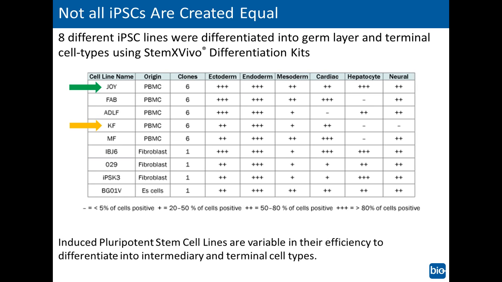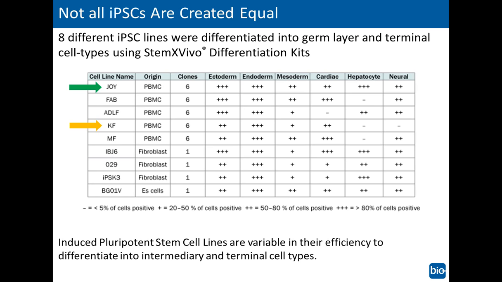For example, the KF cell line that was created was able to differentiate well into ectoderm and endoderm, but not so well into mesoderm and the other cell types tested. And this is compared to the JOY induced pluripotent stem cell line on the top here that was able to differentiate into the 3 germ layers quite efficiently, as well as all the other cell types we tested. And so you can see from just the extent of the grid that there is a lot of variability between different induced pluripotent stem cell lines, but also there can be variability between different clones in one stem cell line.